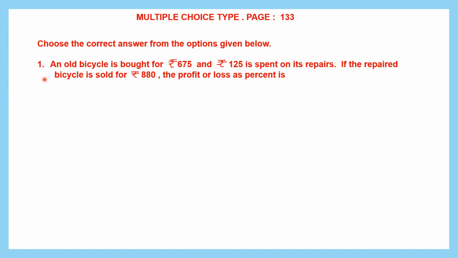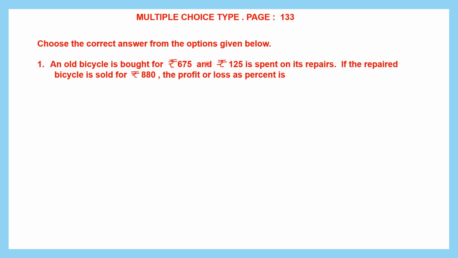Question 1. An old bicycle is bought for 675 rupees and 125 rupees is spent on its repairs. So, a bicycle is bought for this much of money and more money has been spent on its repairs. If the repaired bicycle is sold for 880 rupees, what is the profit or the loss percent? That is a question. Okay, so we have to choose from the options that are given to us.